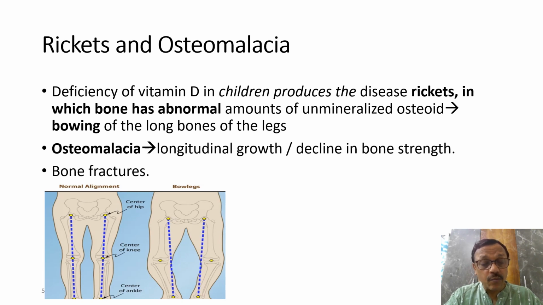In adults with osteomalacia, since the longitudinal growth has been completed, you will not find the bowing of the long bones. So bowing of the long bones due to the deficiency we are going to find only in children. But in adults, due to deficiency of vitamin D, you will find a decline in bone strength, and these people are more prone to fracture of the bone.